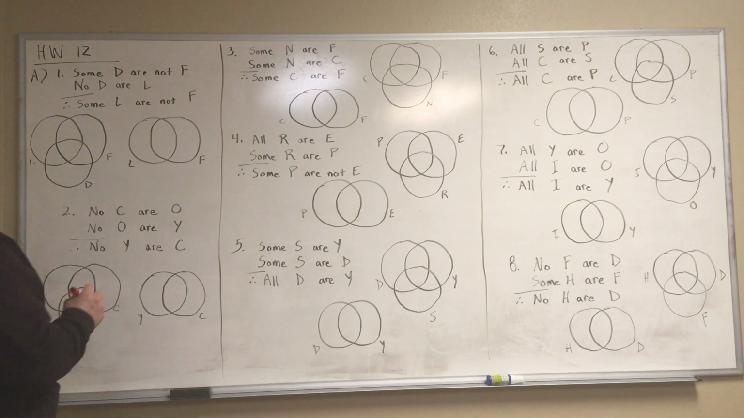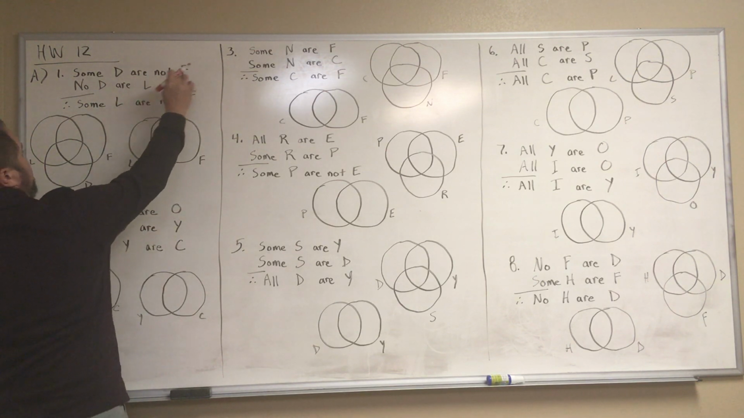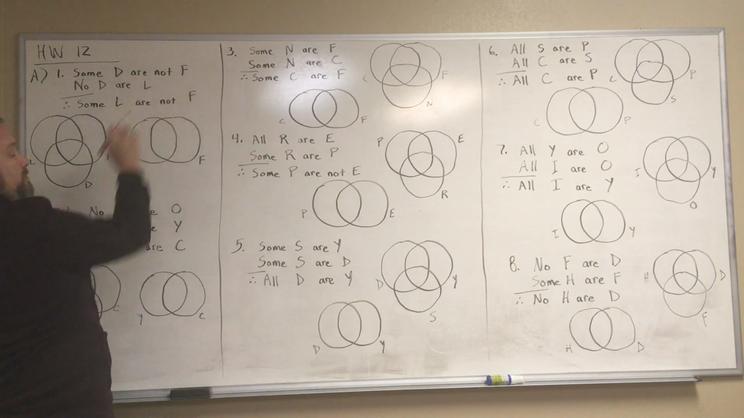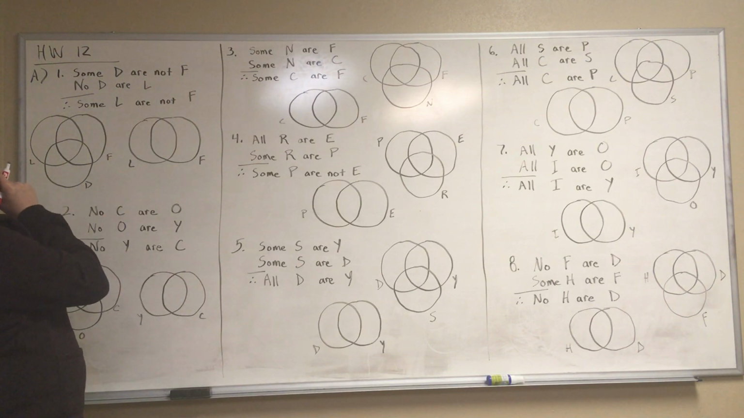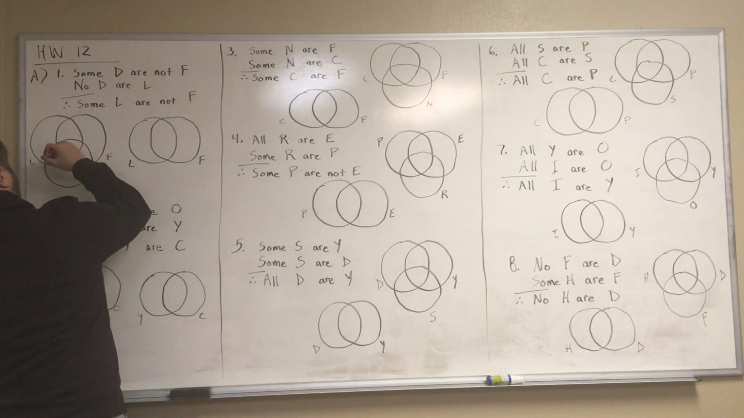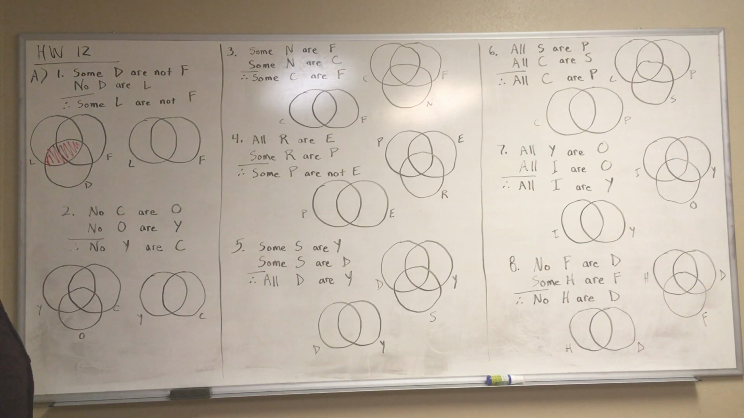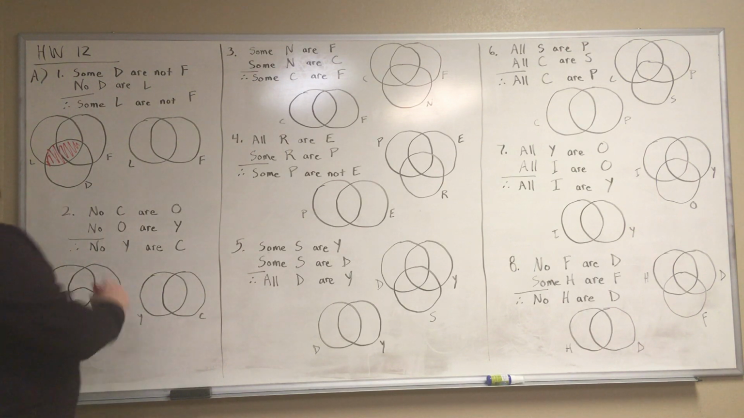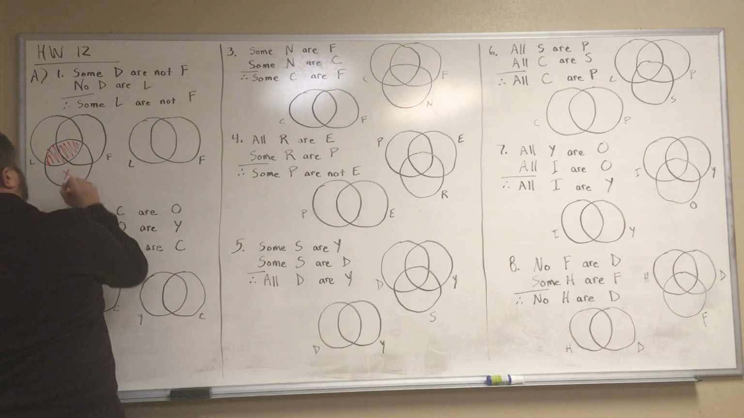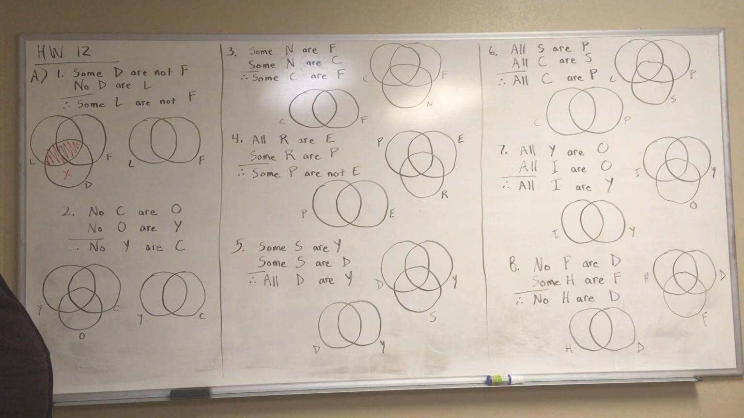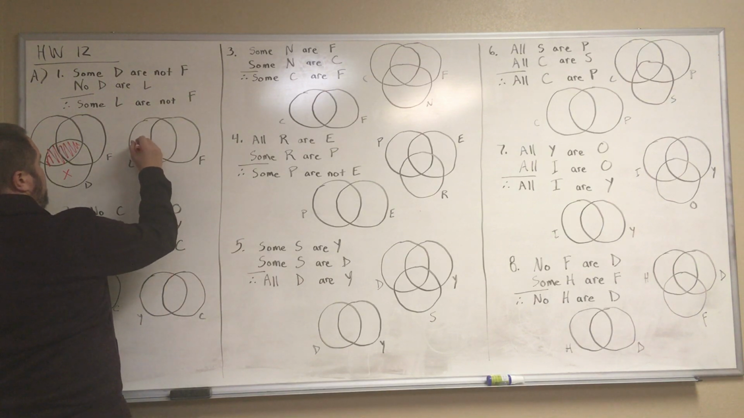Let's go ahead. So these two, we have particular and universal. So let's do the universal first. No D or L. We're going to shade in that football shape there. Some D are not F. So the X goes over here. Some L are not F.